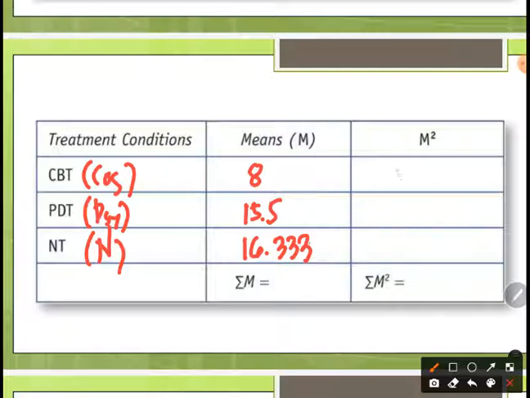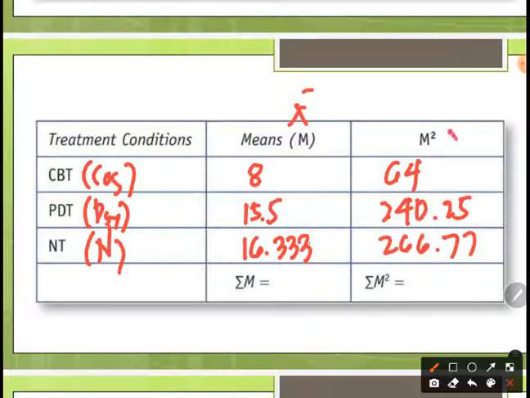So, yung 8 squared is 64. Yung 15.5 squared is 240.25. And then 16.333 squared is 266.77. Now, get the summation of those value. Yung summation of means, ito sometimes, di ba, ito yung bar x. Ito naman yung bar x squared. Para hindi kayo malito. Okay, yung summation of bar x or summation of means is equals to 39.833. And yung summation of bar x squared is equals to 571.02.